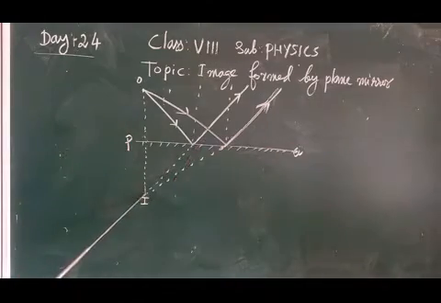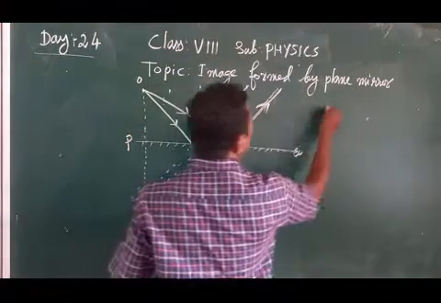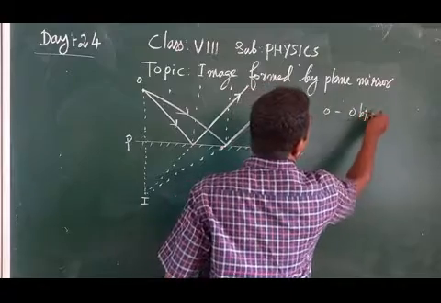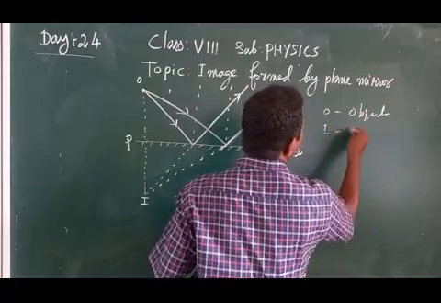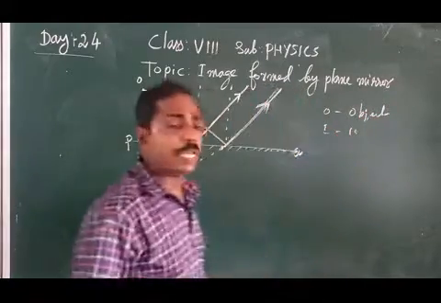They appear to come from this point I. So O is the object, and here we have I. What is I? I is the image.